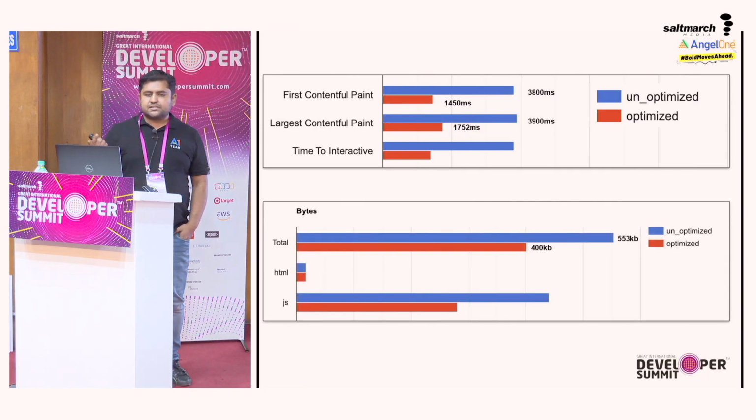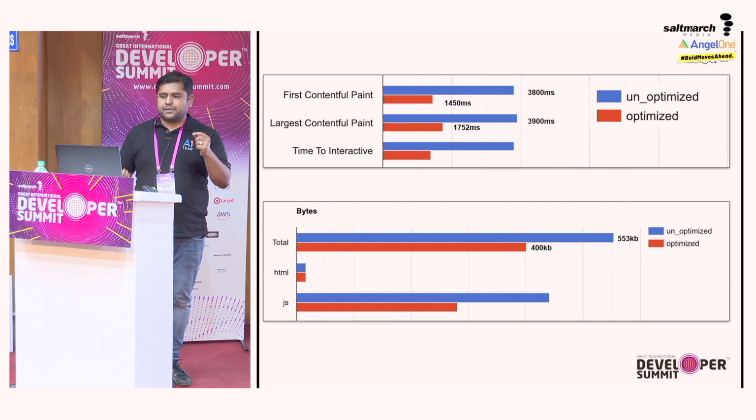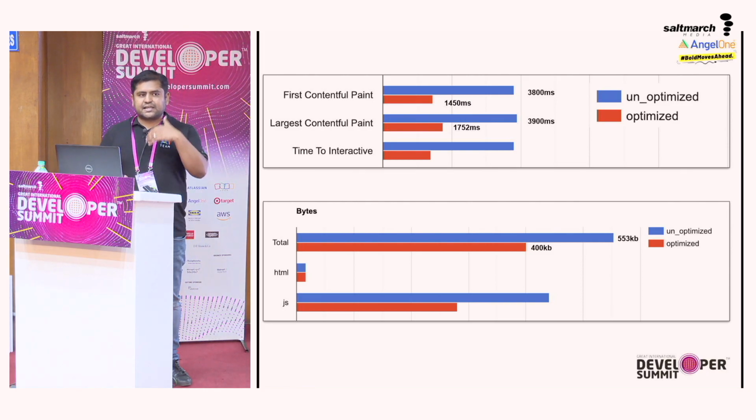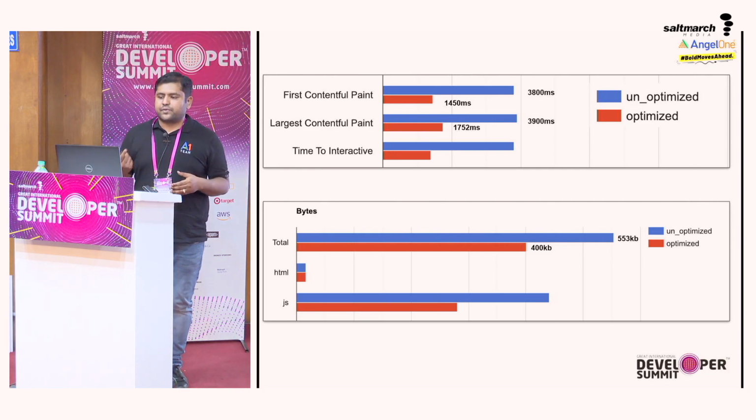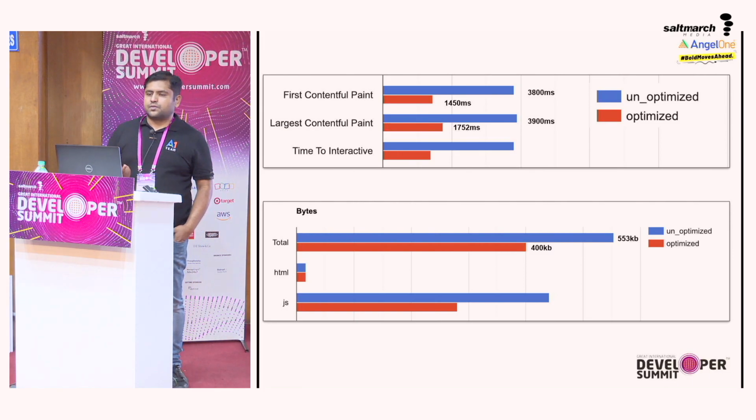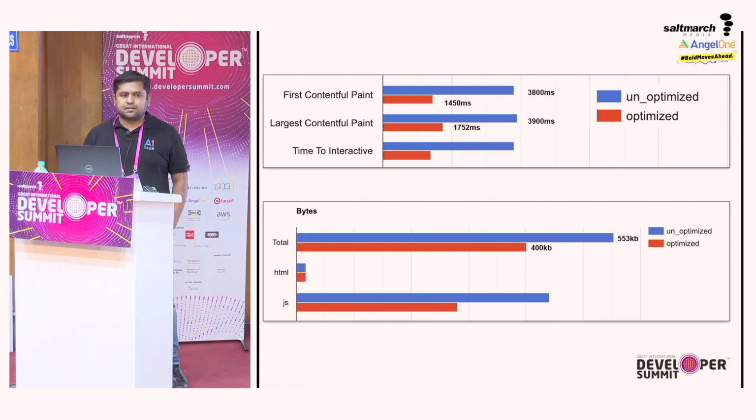Then our initial size of close to 553 KB of data that we were shipping to the browser got reduced to 400 KB after doing all these optimizations. JS again got reduced by 20 to 30%. That means we are shipping less data and the browser would be rendering the content faster. So these are all technical data. Was there any impact on the business after doing all these changes?